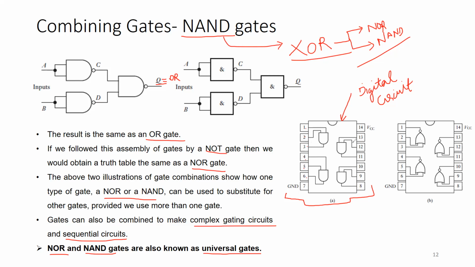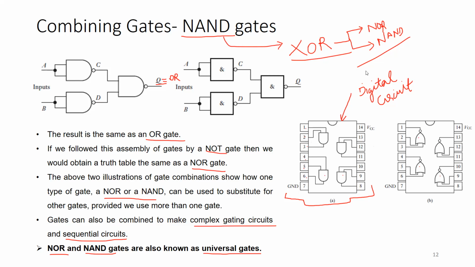So a combination of these gates will give you different results. Similarly, a combination of NOR gates, a combination of NAND gates. This is how they are actually combined in the circuit. Okay. So clear till this part?